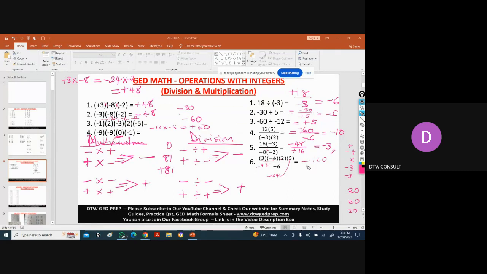The negative 24 times a positive 5 gives us a negative 120. And we now divide by negative 6. 120 divided by 6 gives us 20. And remember, when you have two negative signs dividing each other, it's going to give us a positive. It's just like this negative will cancel out to give us what? A positive, following this rule. Is everyone with me?